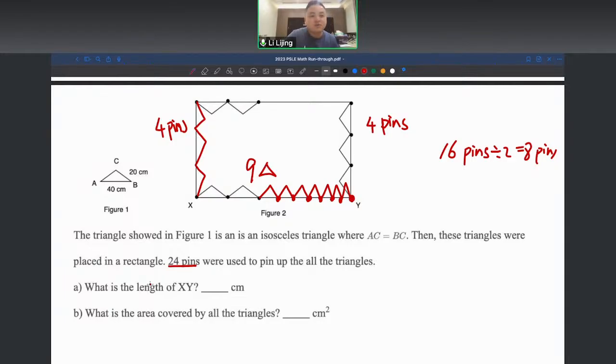Okay, so you want to find the length of XY. XY is just equal to 9 triangles, and each side, the AB, is 40 cm. You just need to use 9 times 40, which is 360. You get 360 cm.